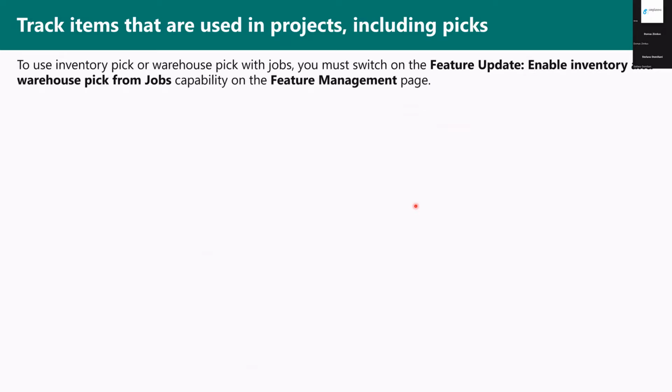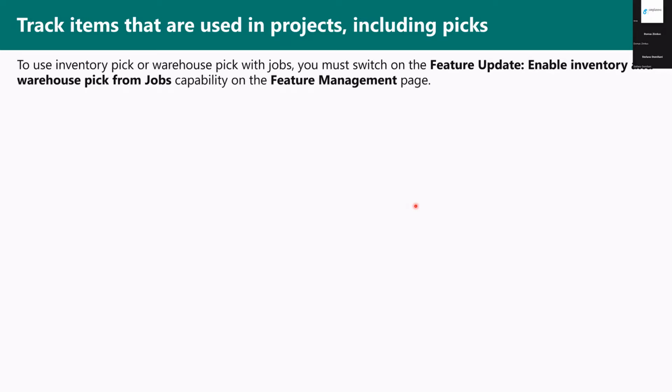Another feature related to this is the possibility, from a job card, to directly create an inventory pick or warehouse pick connected to a job. In Business Central 21, to use the warehouse pick and warehouse inventory pick feature, you need to enable it. In Feature Management, you need to enable a feature called "Enable inventory and warehouse picks from jobs."